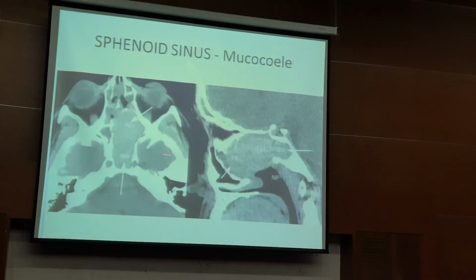Another example of sphenoid mucocele. This is uncommon. You can see expanded sphenoid sinus and it has extended into the posterior ethmoid itself and it has got high density material within.